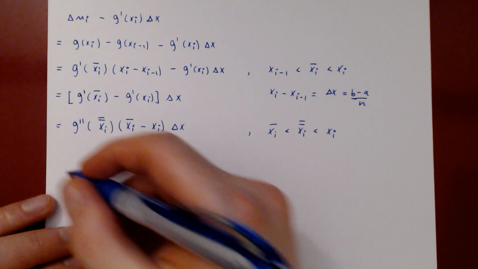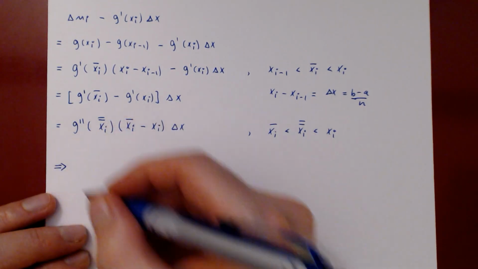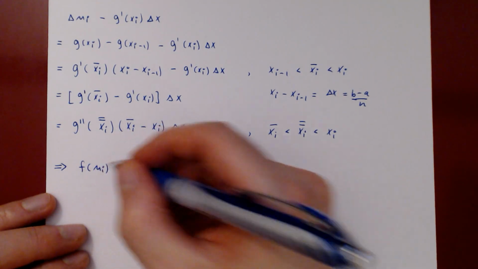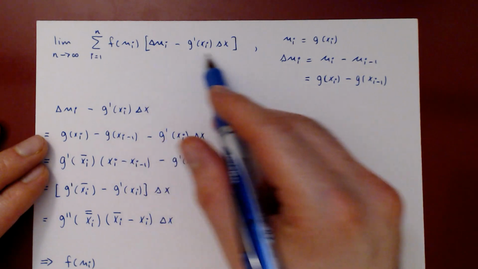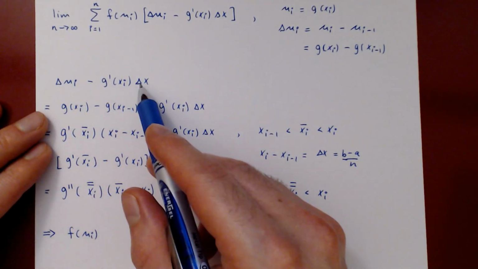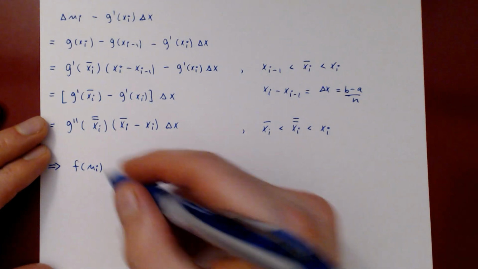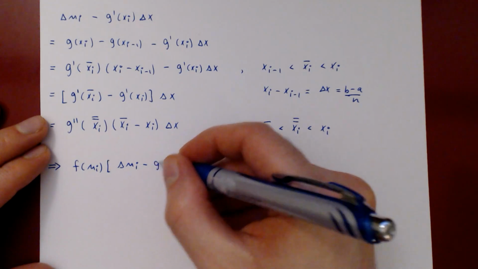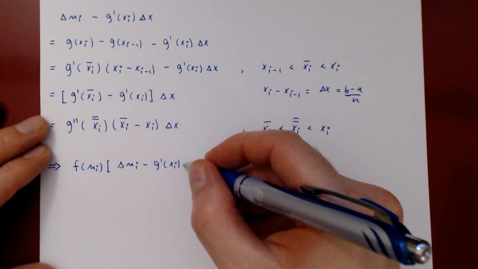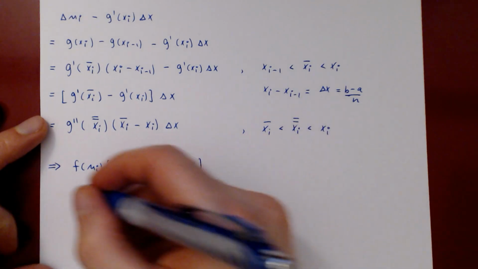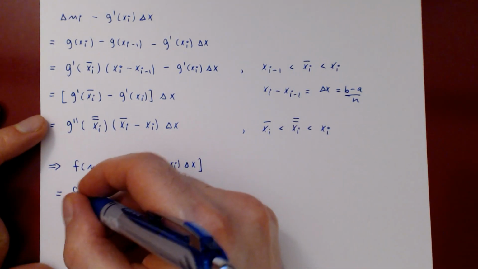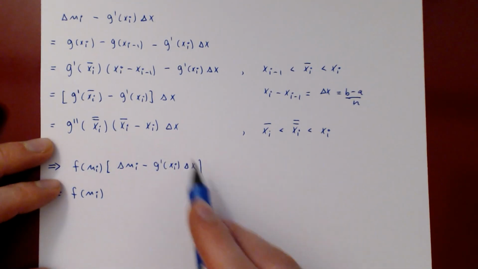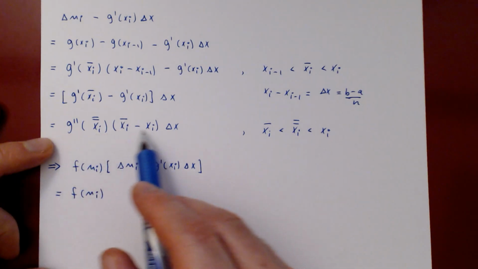So this implies that the ith term of our summation, f of ui, times this, which is this term right here, will equal, again, f of ui times, now not the original form of the expression, the second term, but the new form of the expression.